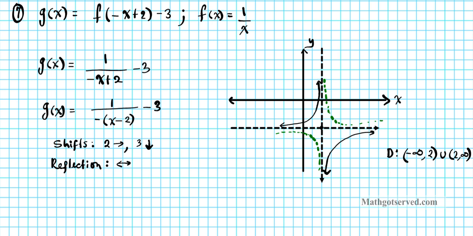Your vertical span, which is your range, you're going to go from negative infinity all the way to your horizontal asymptote right here, which is at 1, 2, 3, negative 3. Union, and then you go from negative 3 all the way to infinity, and that's your range. So there you have it.